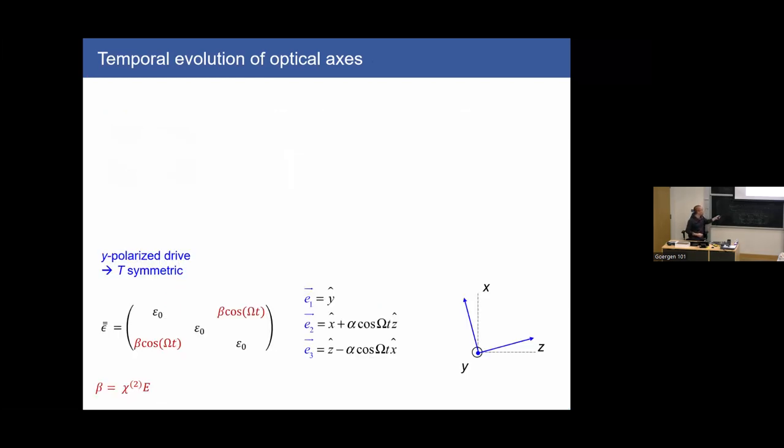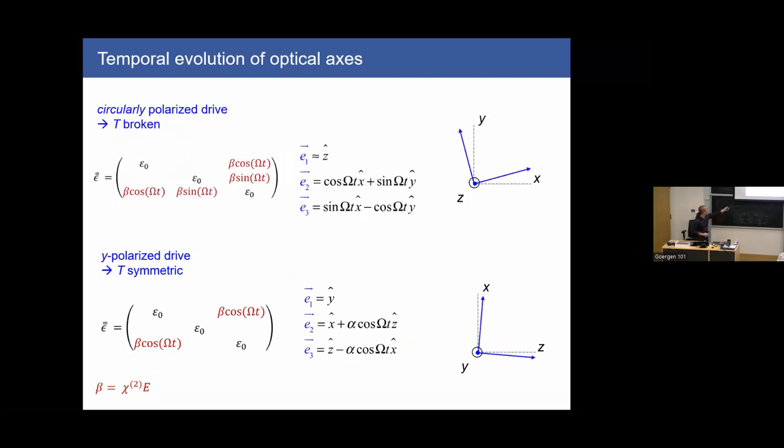If we only have a linearly polarized drive, say only a y polarized drive, then you only have these two terms. If you diagonalize this matrix, you see that one of the optical axes is around z, and the other two are oscillating. One of them is oscillating about x, and the other one is oscillating about z. Next, we turn on a circularly polarized drive. In this case, you have not only these two modifications, but also these two modifications, and they are out of phase because you're driving with a circularly polarized drive. If you diagonalize it and find your instantaneous optical axes, you see one of them is around z, and the other two are spinning in the XY plane.